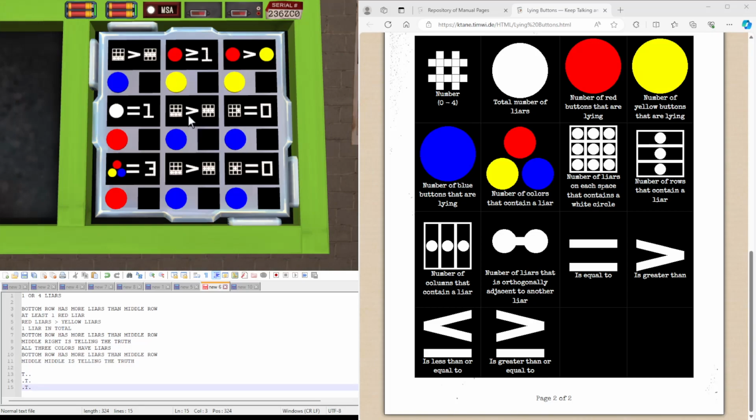So we now have a vital bit of information that the bottom row has more liars than the middle row, and it's not tied. So that means we either have 2 on the bottom, 1 in the middle, or 1 on the bottom, none in the middle. So by default, if this one is true, it means this one's also true. And since we know that that rule is true, it means that this one has to be false, which we can see. Actually we can't see it yet because we still have available ones for all colours.